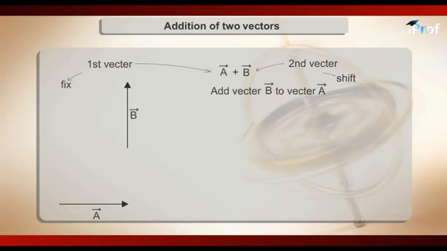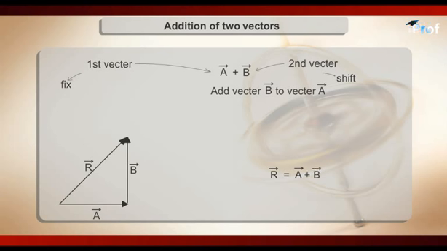Like this. Now again shift vector B from this place downward in such a way that the tail of vector B comes above the head of vector A. Like this. This is vector B which we have shifted. And what will be the resultant vector? The resultant vector of vector A and vector B will be a line joining the tail of vector A to the head of vector B. This is represented by this figure. This is the R vector. R vector equals what? Vector A plus vector B.